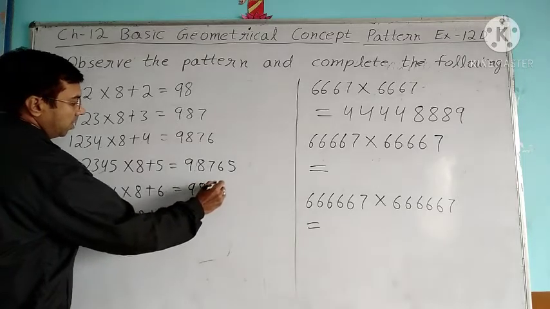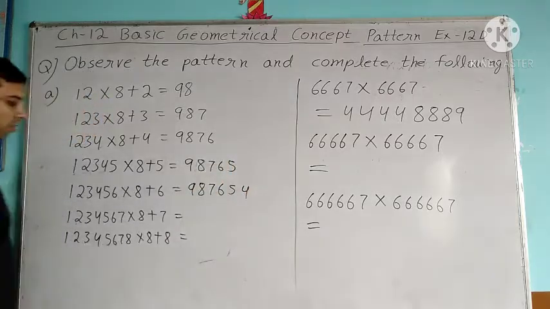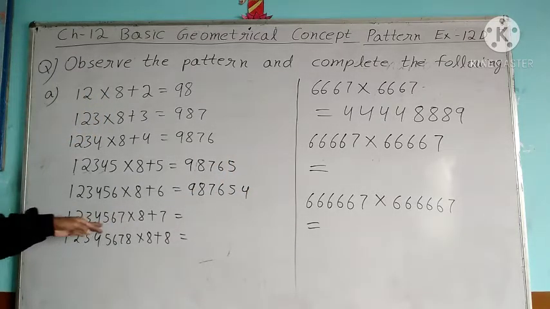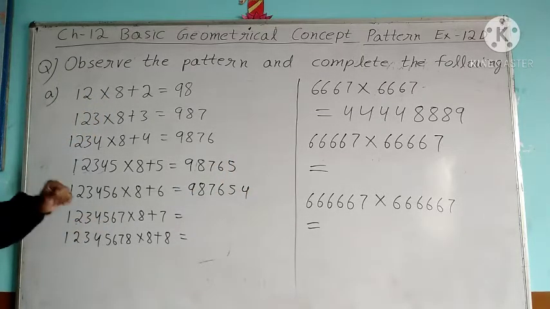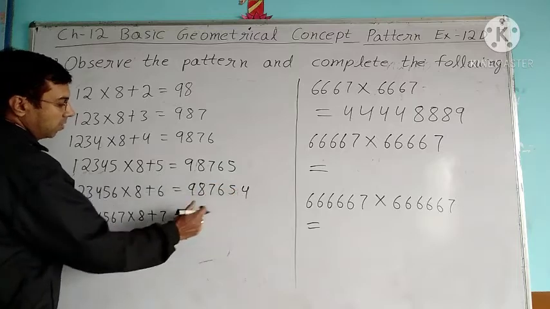9, 8, 7, 6, 5, less than 5, 4. Now 1, 2, 3, 4, 5, 6, 7. Multiply 8 plus 7. What can we write? We will write all this.